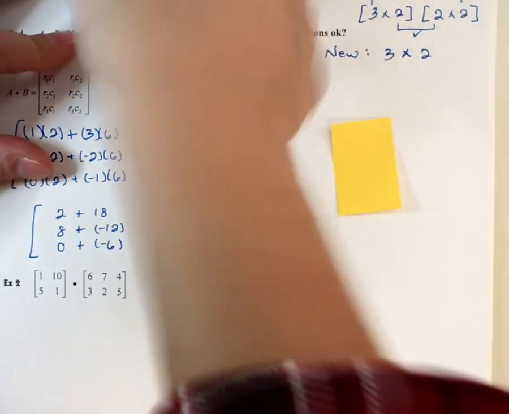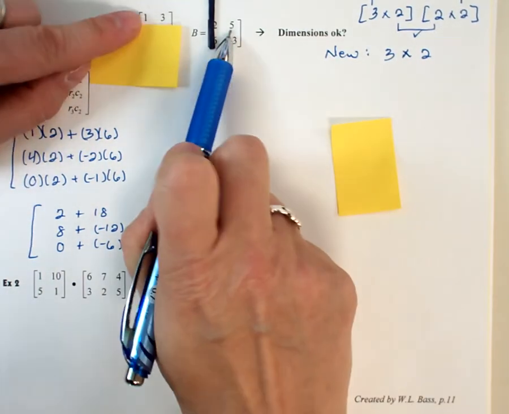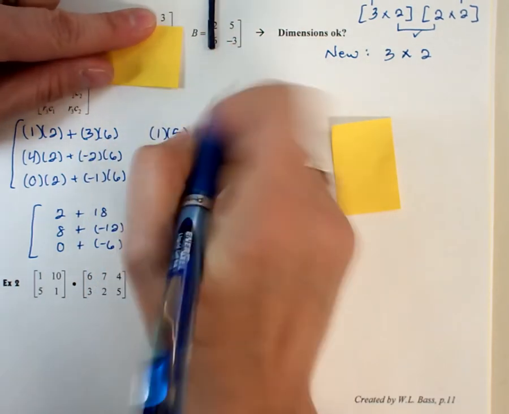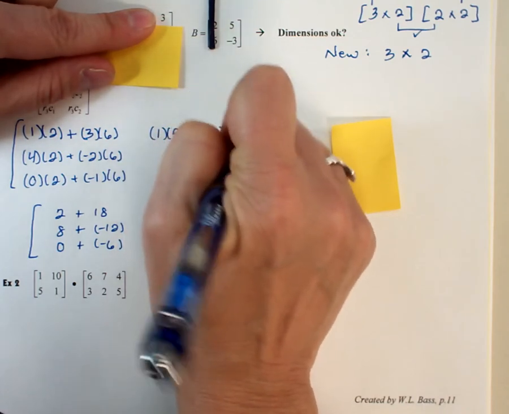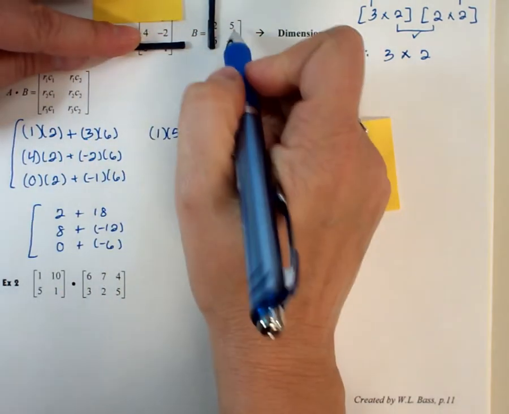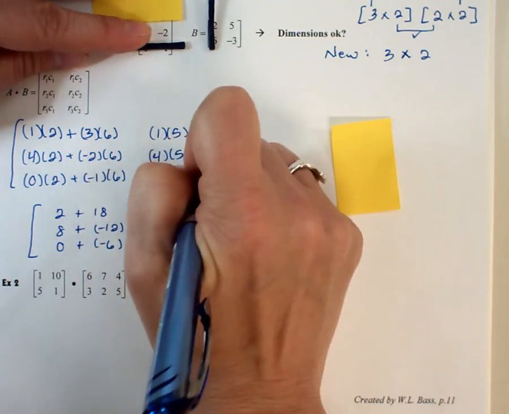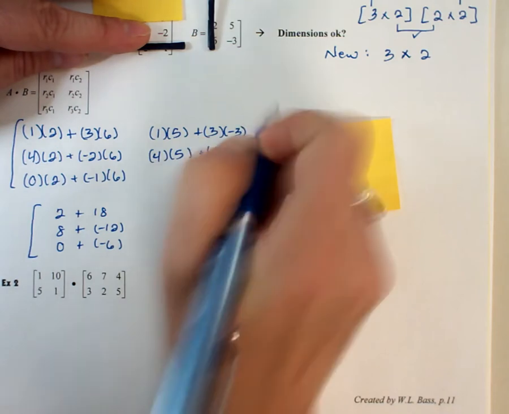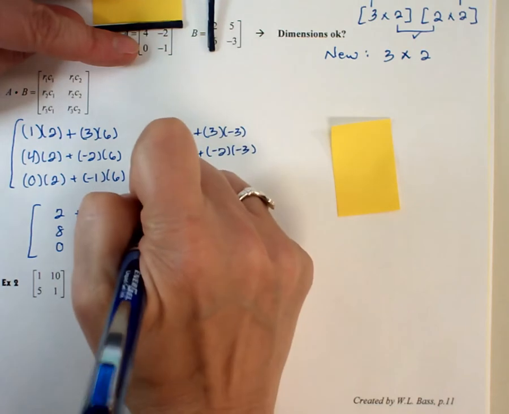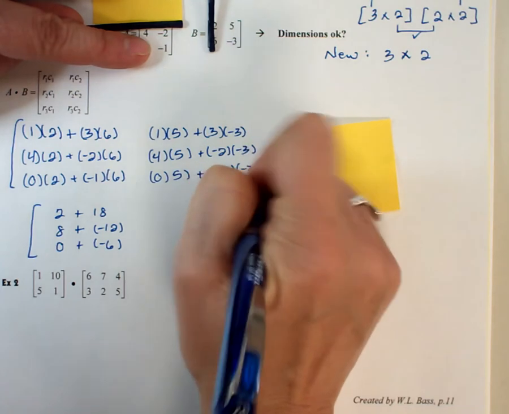There's my sticky note here. And again, just because it's sometimes helpful to hide the numbers we don't need. So now we're going to do 1 times 5, and I'm going to add that to 3 times negative 3. Then I'm going to do a positive 4, I meant to say, times 5, and a negative 2 times a negative 3. Then I'm going to have my 0 times my 5, and my negative 1 times my negative 3.